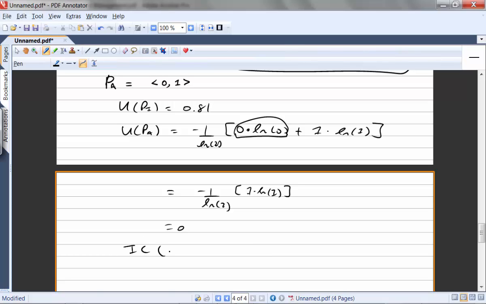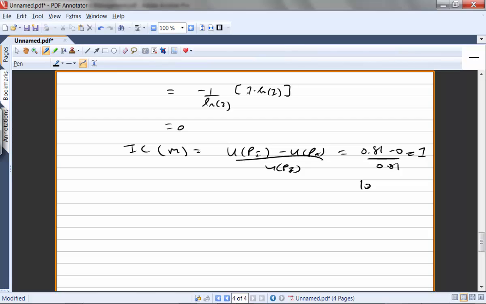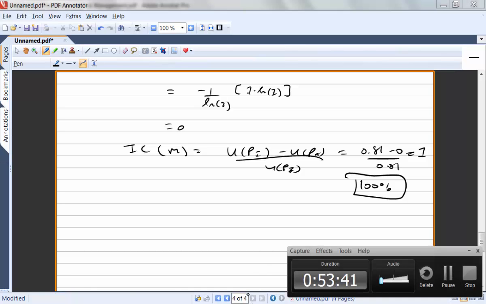So the information content of the message, we know uncertainty decreased, obviously. So we just do this minus this over this. And what is it? 0.81 minus 0 over 0.81. 1. 100%. You can't get a better message than that message. So hopefully this makes sense to you guys.